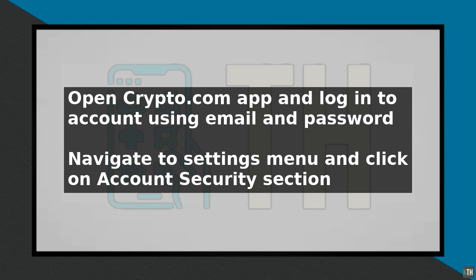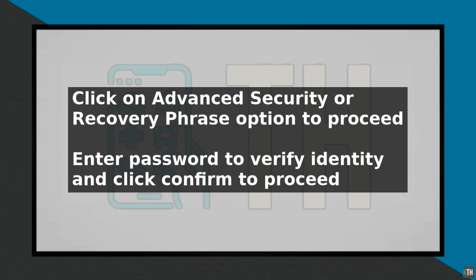Next, scroll down to the section labeled Account Security and click on it. Within the Account Security section, you will see an option that says Advanced Security or Recovery Phrase. Click on this option to proceed. You will then be prompted to enter your password to verify your identity. Enter your password and click Confirm.